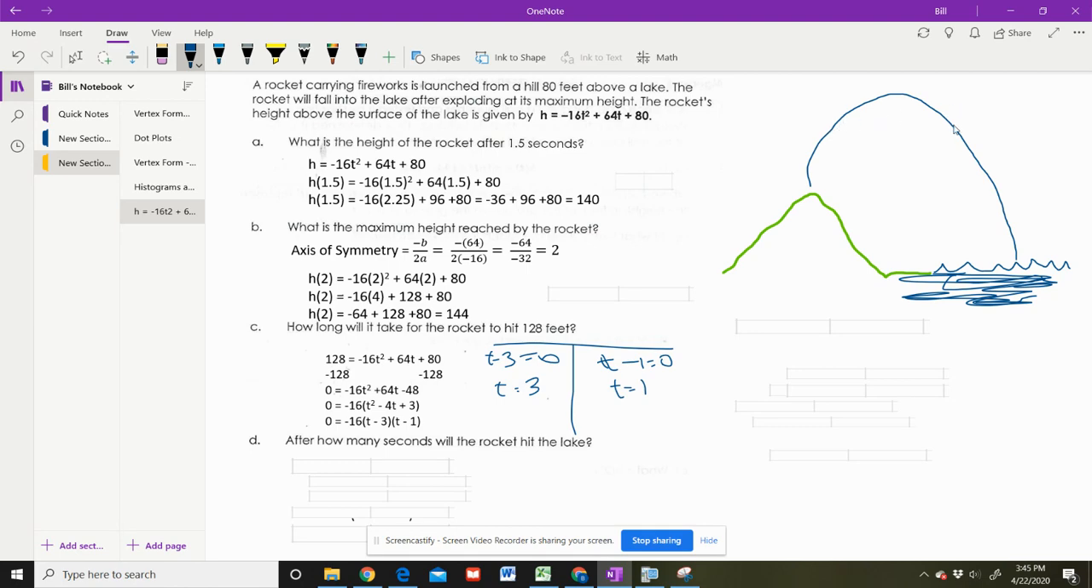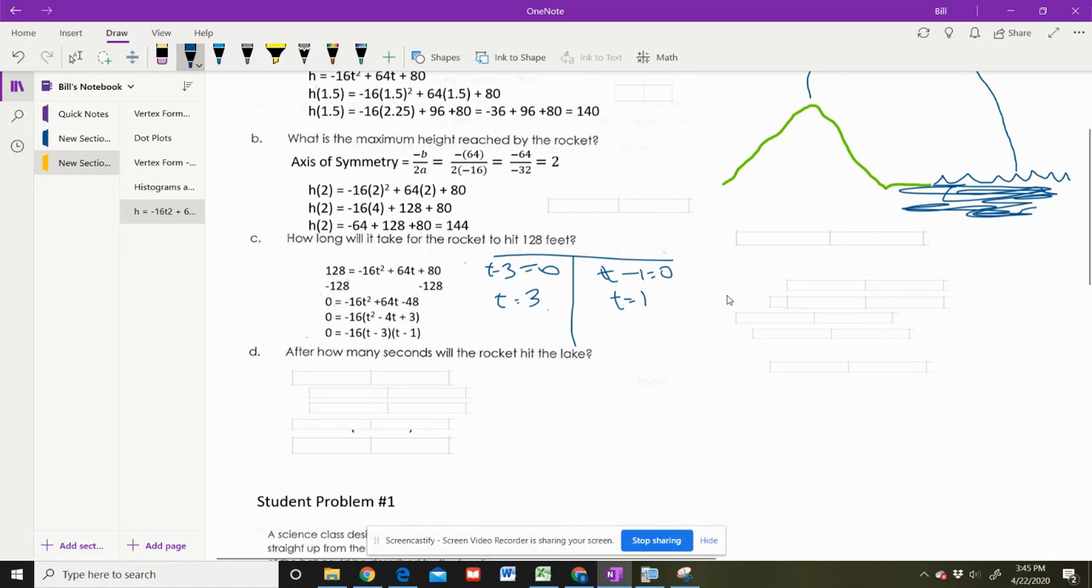And at 3 seconds, the rocket is coming down, but it hits 128 feet again, right? Because the vertex we found was at 2 seconds and it reached 144. So, we're going to have two points there, right? Could be 128 at 1 second and 128 at 3 seconds.